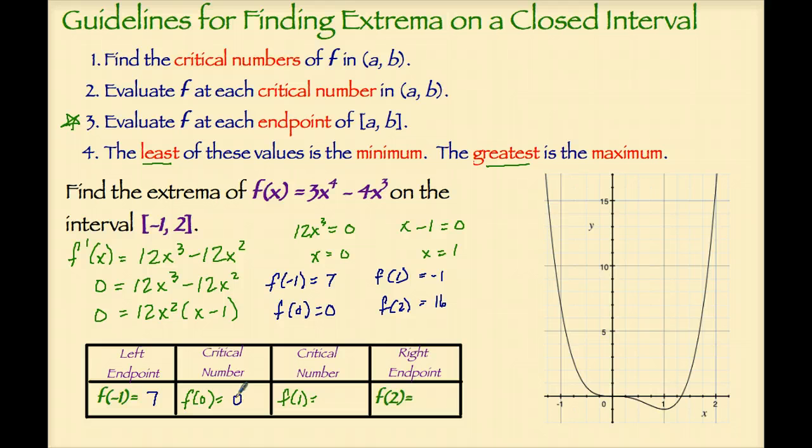So we have 0, we have -1, and we have 16. The highest number is our max. In this case, the maximum value on this interval is 16, and it's occurring at 2. The lowest number that we have is occurring at one of our critical numbers, and that's -1. So our minimum value on this interval is -1, and it's occurring at 1.